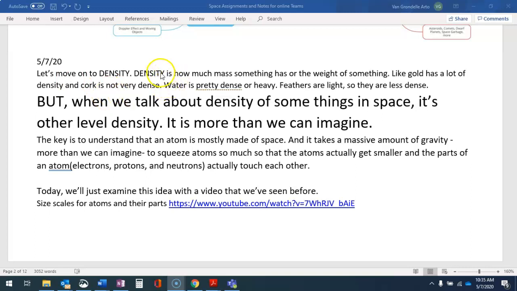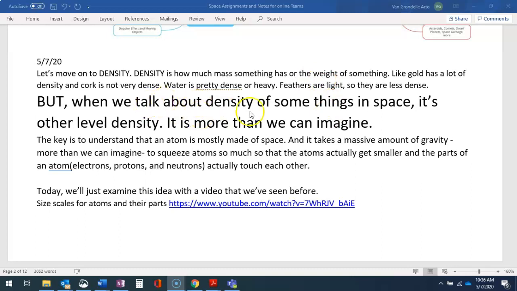Okay, so density. Density is how much something has that makes it, or the weight of something. Like gold has a lot of density, and cork is not very dense. Cork comes from the bark of a tree, and they put it in wine bottles, things like that. Water is pretty dense or heavy. Feathers, they're not dense, right? They're pretty light, and they're less dense. So you guys understand that, I believe.